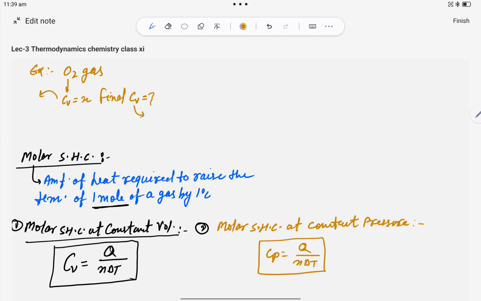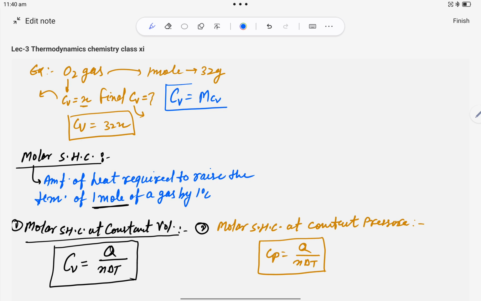Okay, so Cv is given x. So O2 means what? 1 mole. 1 mole means 32 gram. So if small cv is x, then capital Cv will be 32x. So from here one conclusion came, capital Cv is equal to molar mass into small cv. Capital Cp is equal to molar mass into small cp. That is the conclusion. If a small cv or a small cp is given and capital Cv they are asking, then multiply by molar mass. Okay, so this is all.